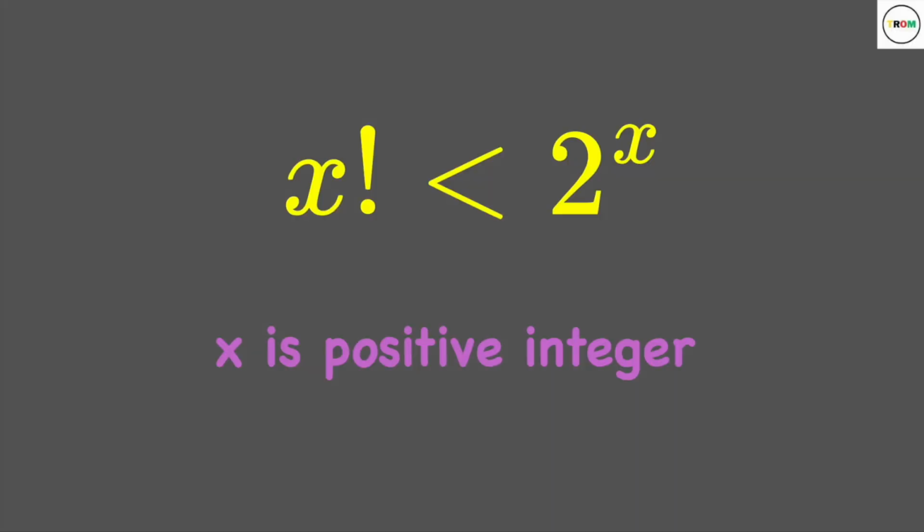Welcome back. The problem today is we need to find x such that the factorial of x is smaller than 2 power of x, and x is a positive integer. Now let's get started.